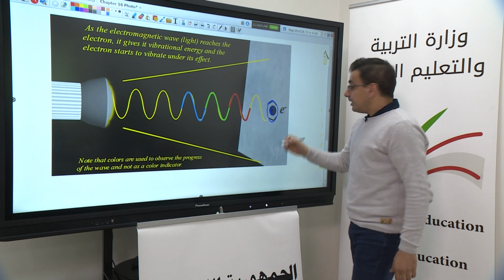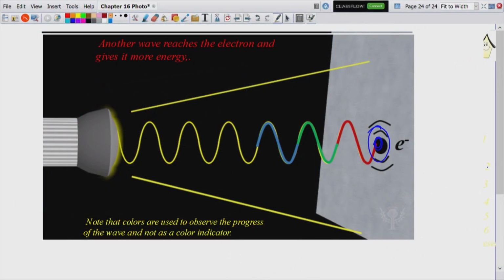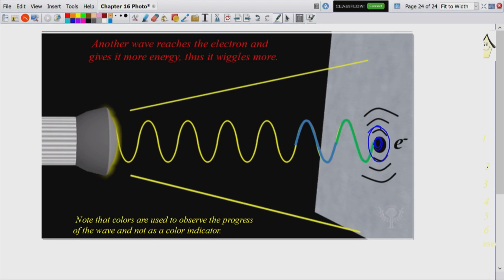Now, another wave reaches it. Notice here I used color coding to show you that the wave is progressing. Color coding doesn't have to do anything with the colors. It is the same light used here. Then more energy is given. Another wave comes. Notice here the red one moved away and we have the green part. Another wave reaches the electron and gives it more energy. Thus it wiggles more, it vibrates more.